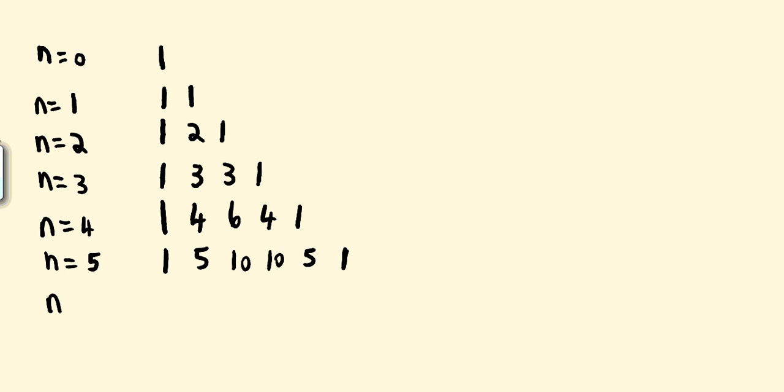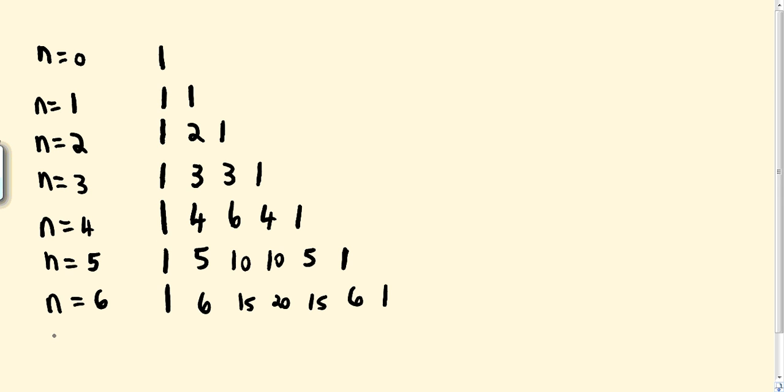So on the seventh row of Pascal's triangle, where n is 6, we'll start with a 1. Then the sum of those two is 6. The sum of those two is 15. Sum of those two is 20. Sum of those two is once again 15. Sum of those two is 6. And then lastly, I have a 1.